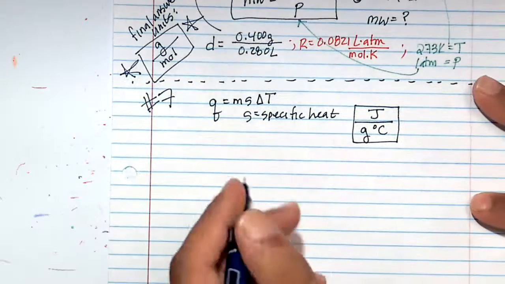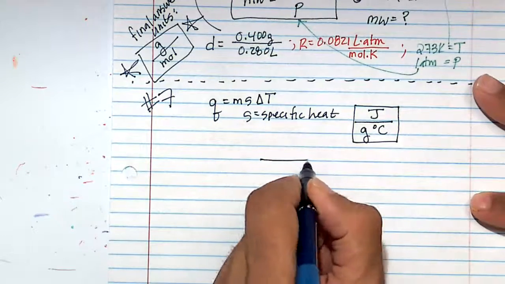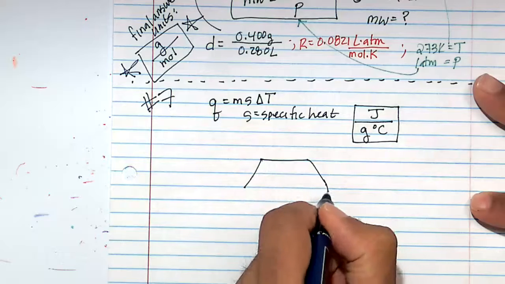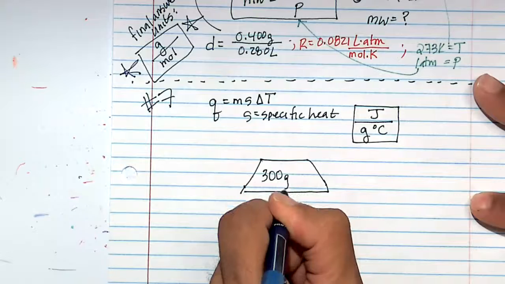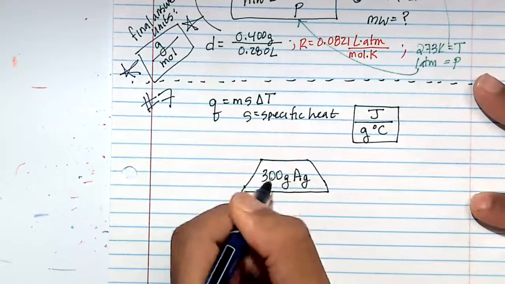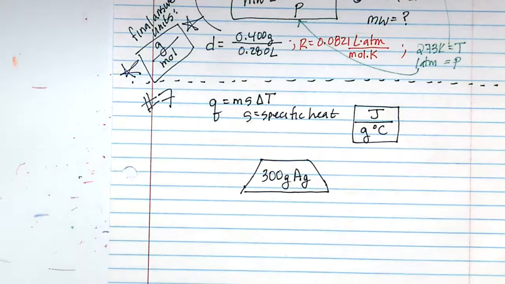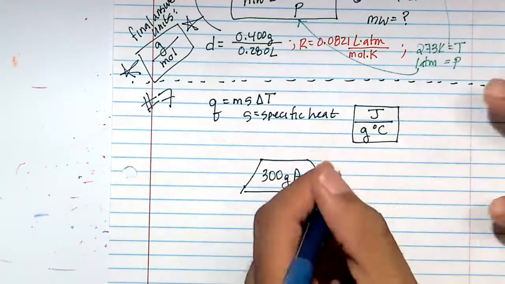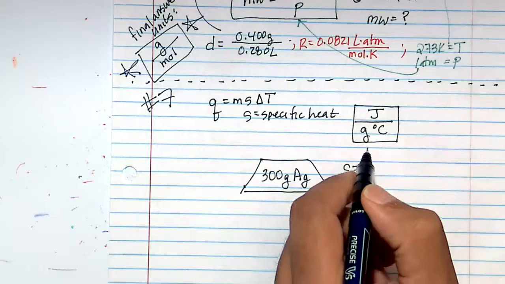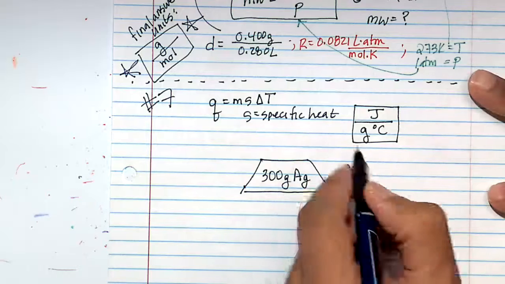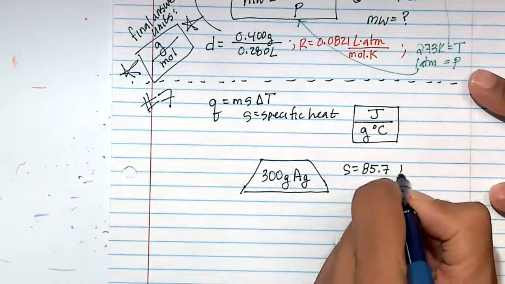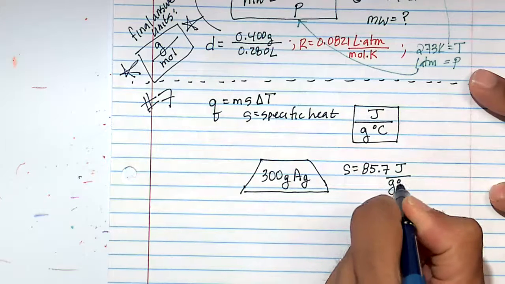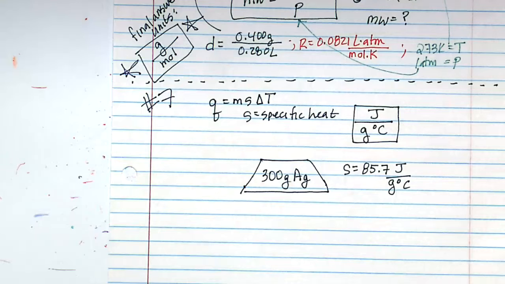So let's say, as an example, we have silver. We have a bar of silver. Let's say we have 300 grams of silver. The element symbol for silver is Ag. And the specific heat, again, this will have to be given to you. There's no way you memorize specific heat. Let's say the specific heat is given in joules over grams degree C. Again, specific for 1 gram is specific heat.